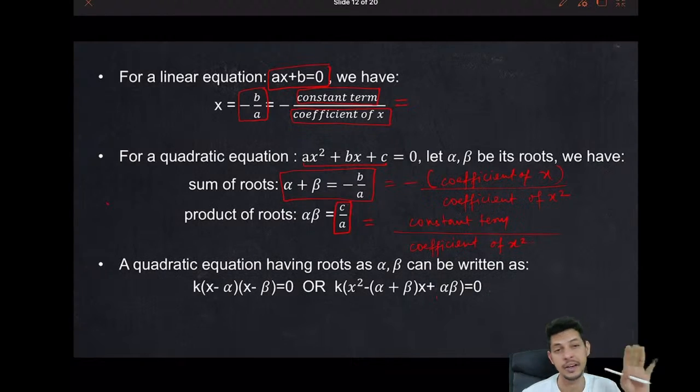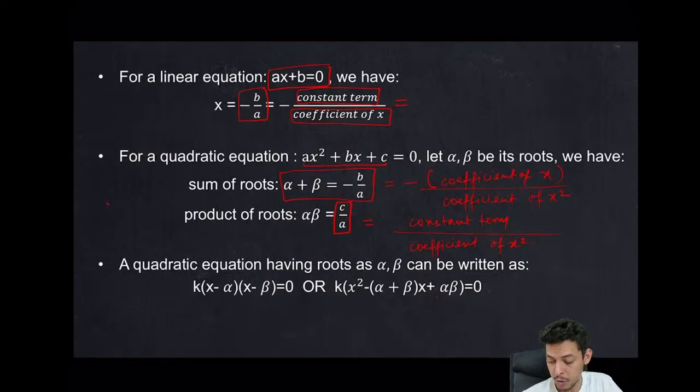Similar relationships exist for higher degree polynomials also. So there are for cubic, biquadratic and all higher degree polynomials as well. But the important part here is that we understand it for a quadratic. We'll be doing a question based on this also. So this was one way to understand this logic.